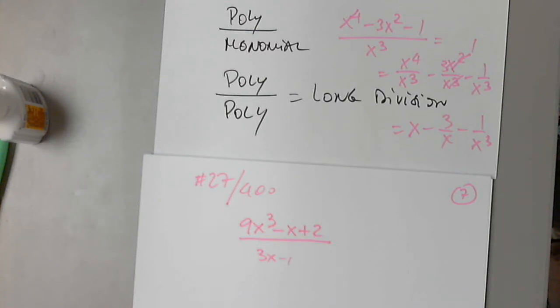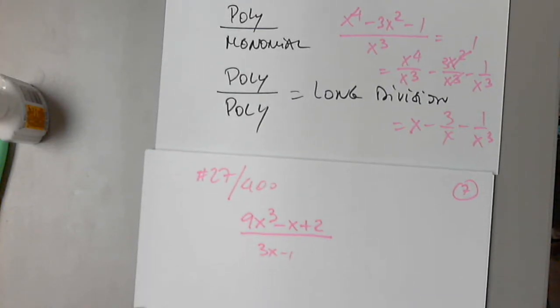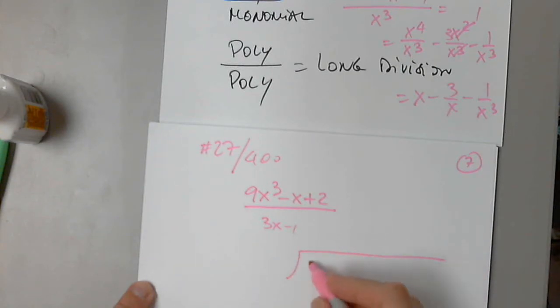You can say, how do I know? What is its degree? 3. So I have to have a degree 3, a degree 2, a degree 1, and a degree 0 in there. I have to have normally 4 terms. If the degree is 3, I have to have 4 terms. Degree 3, degree 2, degree 1, and degree, not power, degree 0. So it's missing 1 term. I will have to leave some space where the missing term should have been, right? So 9x cubed minus x plus 2, and I'm dividing by 3x minus 1.